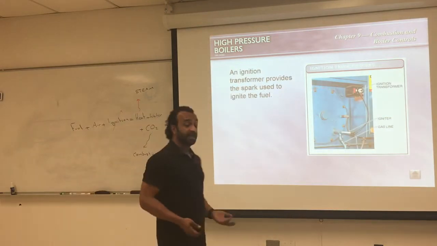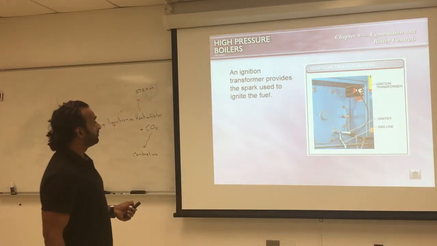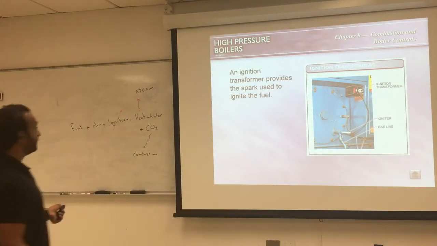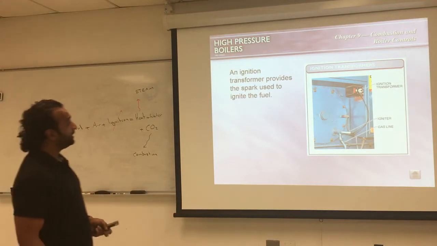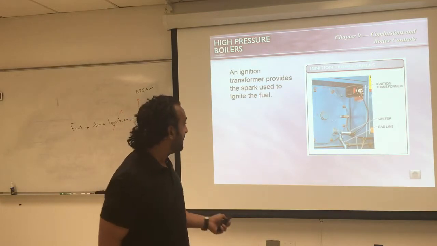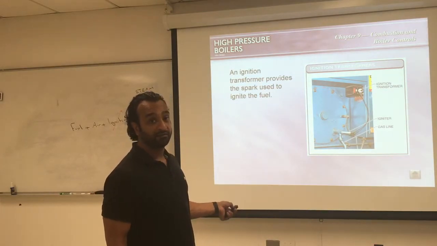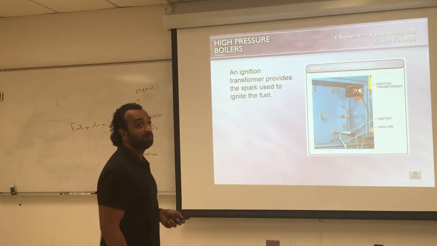Then, let's say we know that we have gas coming into the line, so we can start an ignition transformer that will provide the spark that we need for the ignition. And usually in large boilers, we don't light the main flame. So we have a small flame with a spark, then we have the big flame. The small flame is called the pilot.